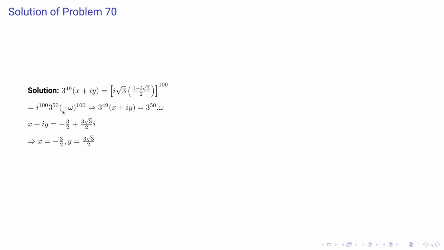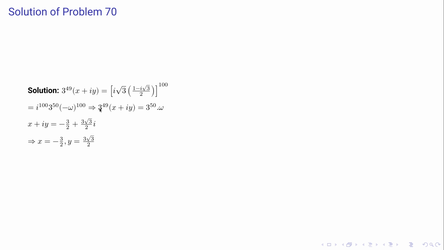So if you see this carefully, minus omega to the power 100 would be omega, because minus to the power 100 will be plus, and omega to the power 100 is omega to the power 99 into omega. Now 99 is a multiple of 3, so that will become 1. So this will become omega. I to the power 100 is 1 because it is multiple of 4, and 3 to the power 50 will be left as it is.